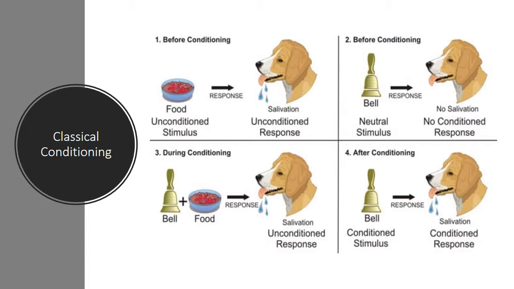This basically looks at how things progress to where we created a link between the food and the dog's salivation. And then the food and the bell were connected, which also made the dog salivate. And then finally, just the bell was rung and the dog would salivate. Let's look at an example of classical conditioning in action with a scene from The Office.